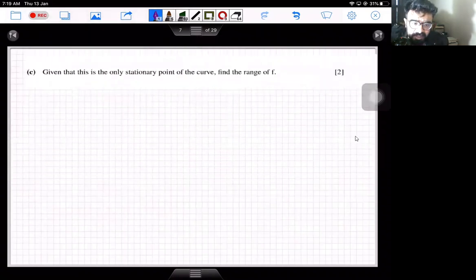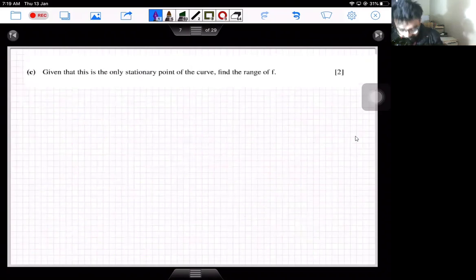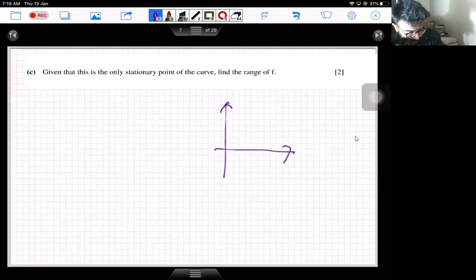Then we have part C, and it says that given that this is the only stationary point of the curve, find the range of f. Since we know that this is a minimum point on the curve, we don't actually need to sketch this whole graph, and we are not required to do so. But what we know is that this stationary point x equals 2 is a minimum point. Let's just say that this is x equals 2, and this is a minimum point on the curve. And let's say a little part of the graph is just like this.